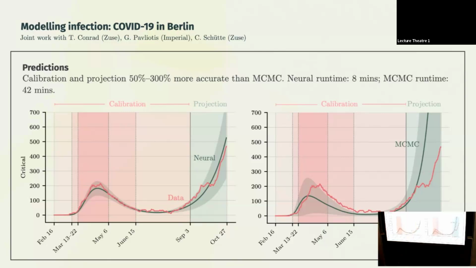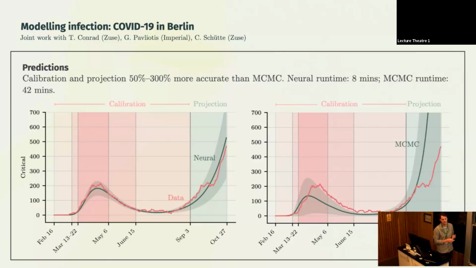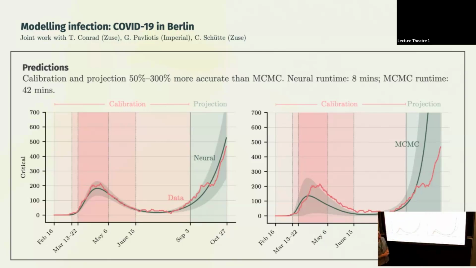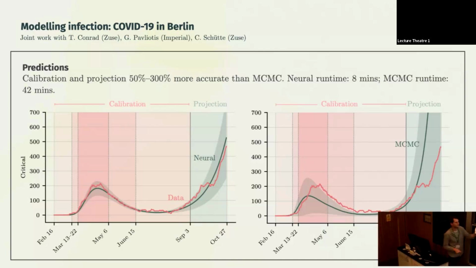I'm just showing the results on the critical compartment here, but we saw a calibration accuracy improvement of 50 to 300%, 50% on the calibration section, so that's this section here. This plot is the corresponding MCMC calibration, and it was orders of magnitude, 300%, more accurate on the prediction, while running about 6 times faster. It takes about 10 minutes to calibrate, again on a CPU; you can run it on a GPU and it's even faster, while the MCMC took about 45 minutes to converge.